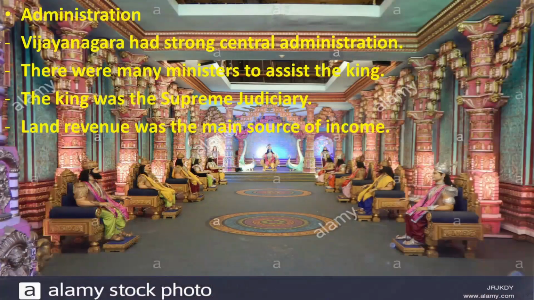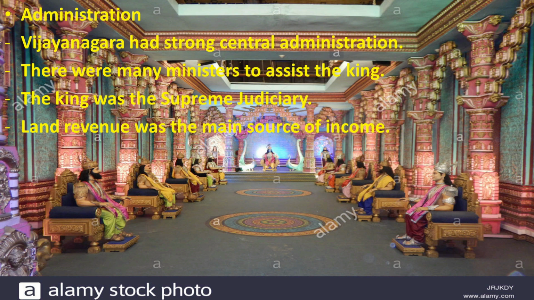First, let us see about the administration. Vijayanagara had strong central administration. There were many ministers to help the king. The king was the supreme judiciary. He was giving justice to the people. Land revenue was the main source of income. 1/6 of land revenue was collected. It was the main source of income.